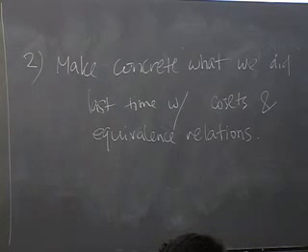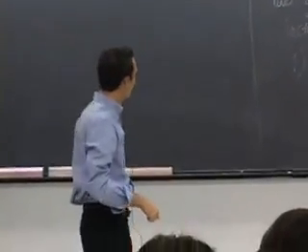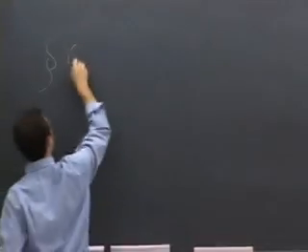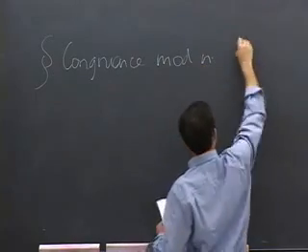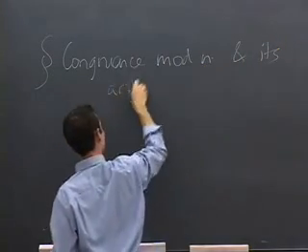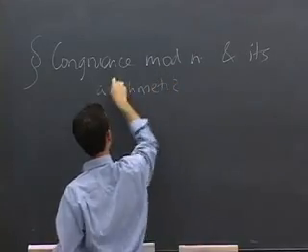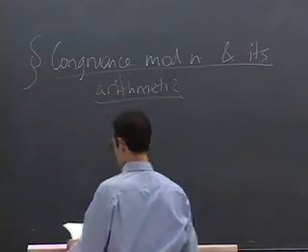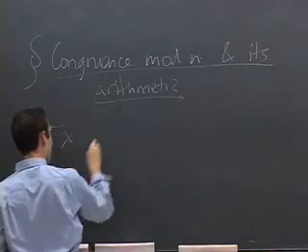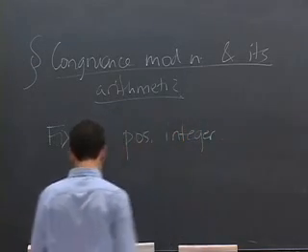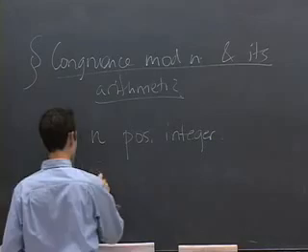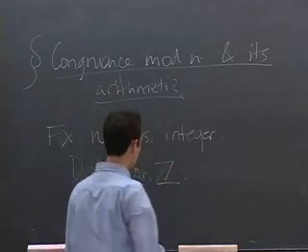So the main concept that is going to be new in lecture, and which was on the reading from last lecture, is that of congruence mod n and its arithmetic. So let's fix some n, a positive integer, and define on the integers a relation.